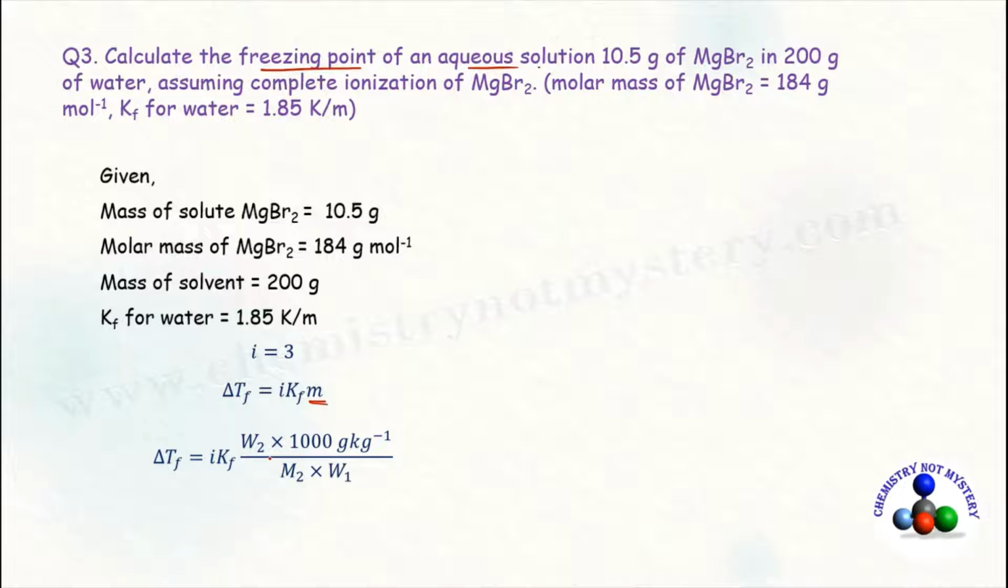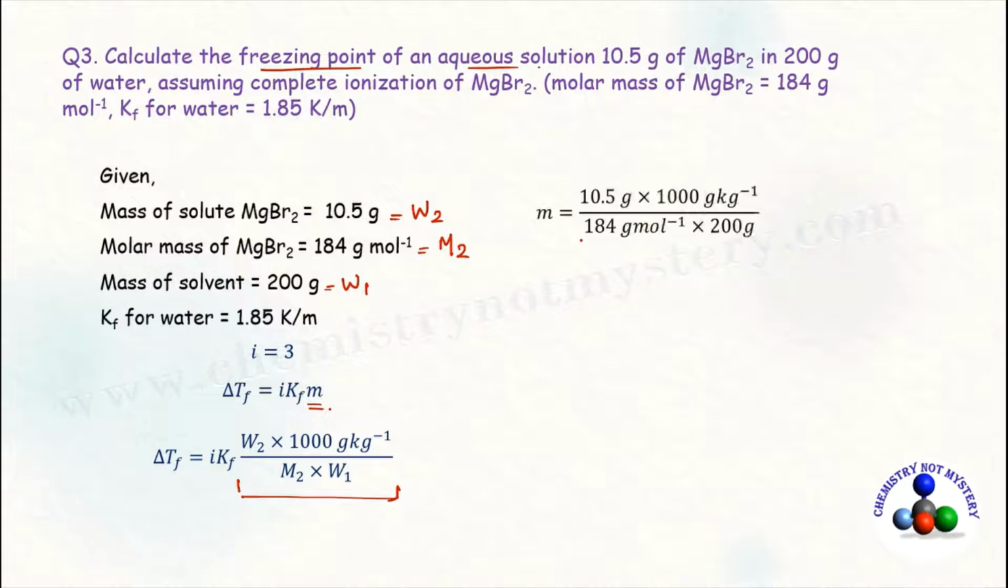W2 is the mass of solute. So here W2 is given 10.5 grams. M2 is the molar mass of the solute and it is given 184 grams per mole. Mass of solvent is W1 which is given 200 grams and Kf for water is given 1.85 Kelvin per molal. So first of all calculate the value of M by placing values in this part of the formula.